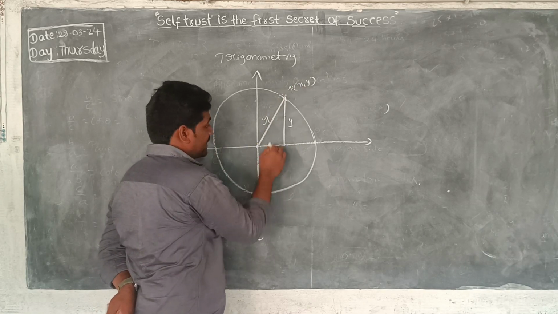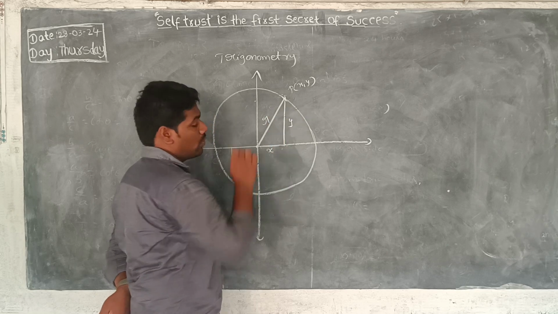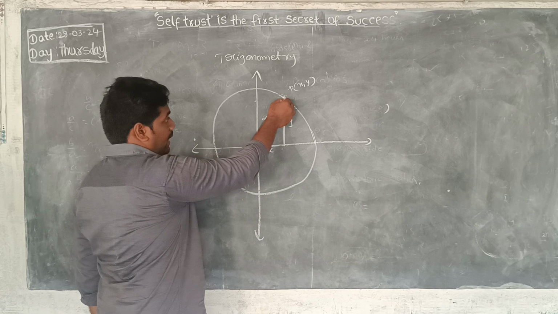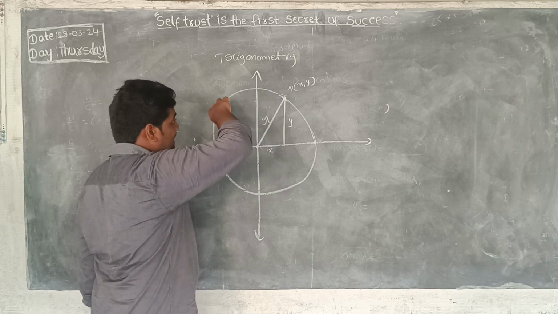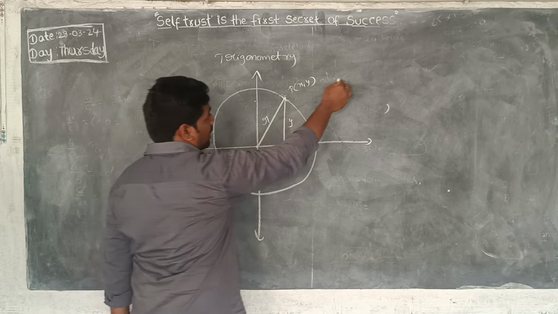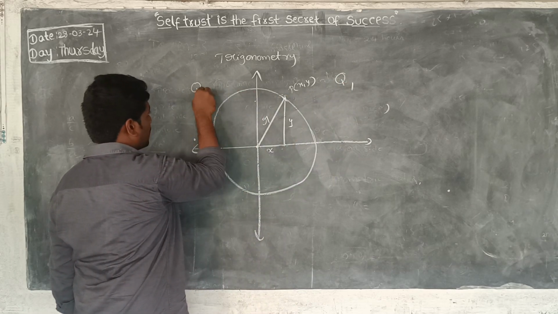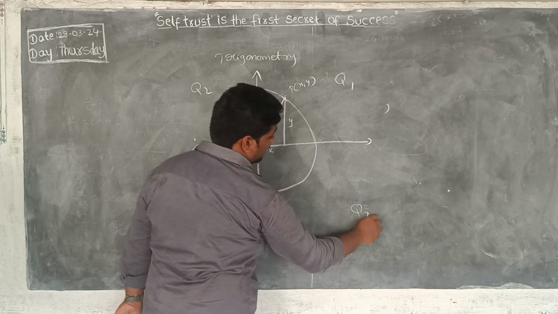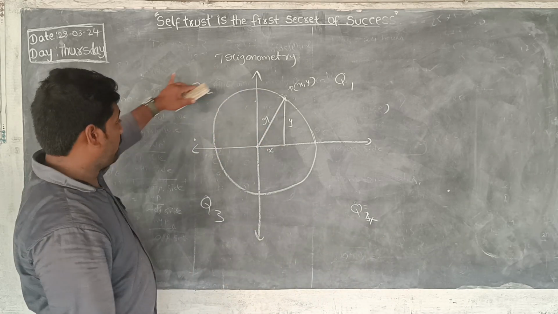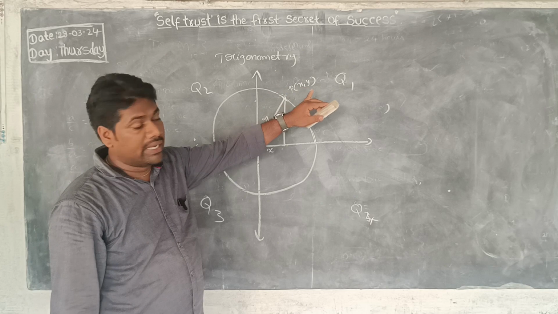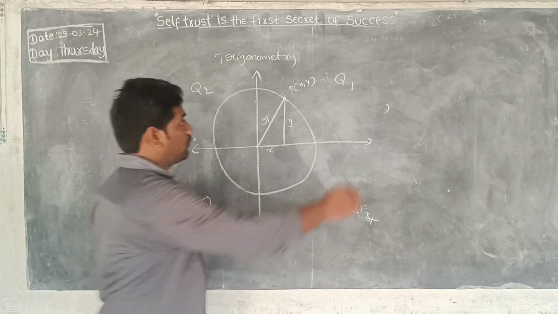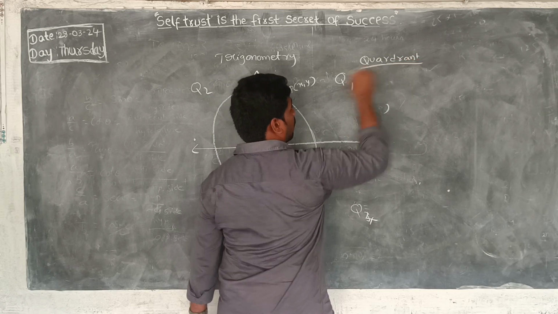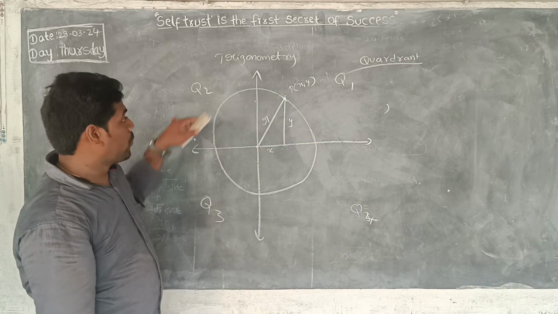Now if we see, this is x coordinate x, this is y. And similarly, if this point is in second quadrant, that means this is called quadrant 1, this is quadrant 2, this is quadrant 3, this is quadrant 4. So we divided this rectangular coordinate into 4 quadrants. So we divide it into 4 quadrants.